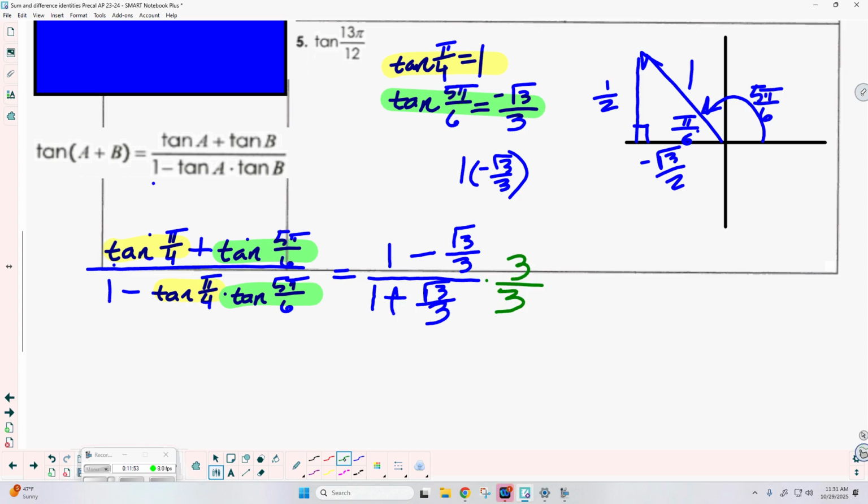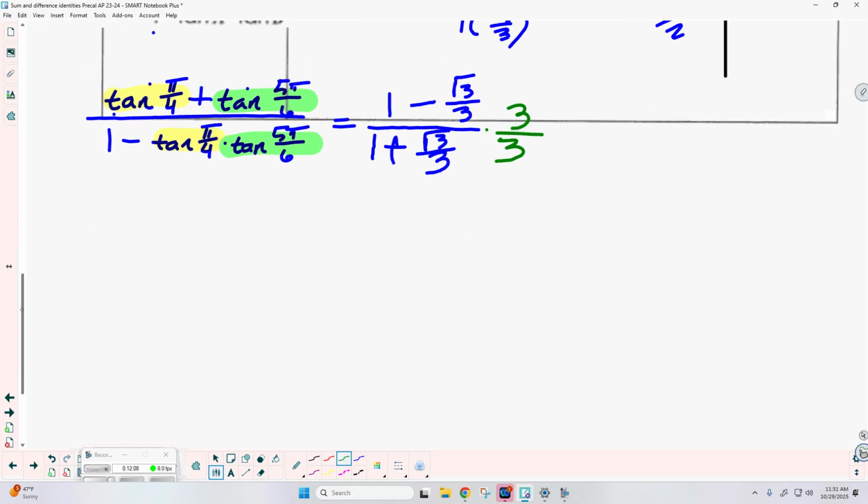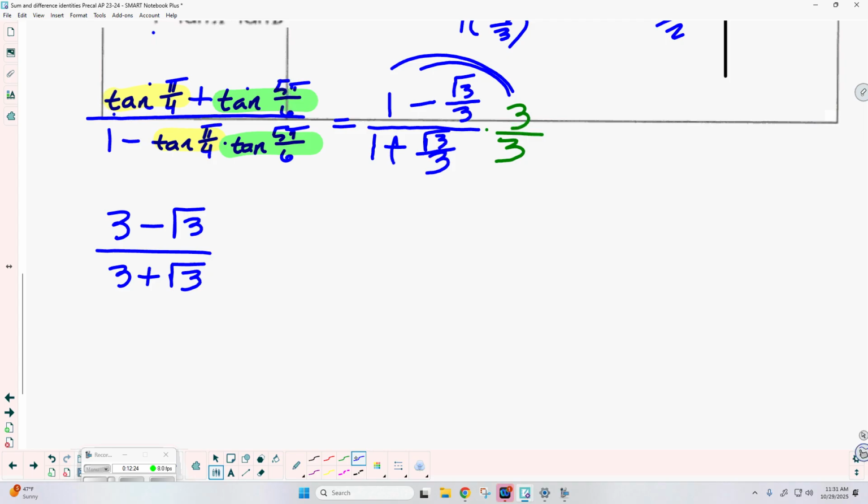Now, 3 over 3, what's that value? 1. And what happens if I multiply anything by 1? It stays the same. So see, I'm very careful to make sure that whatever answer I have, I'm not changing its value, I'm just changing the way it looks. So now, if I go ahead and distribute, up in the numerator, this is going to give me 3 minus the square root of 3. See, those 3's are going to cancel. Down below, if I go ahead and distribute that 3, this is going to be 3 plus the square root of 3. So see, it's already looking better than what I had previously.